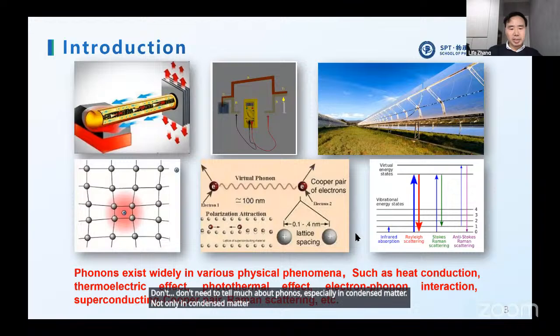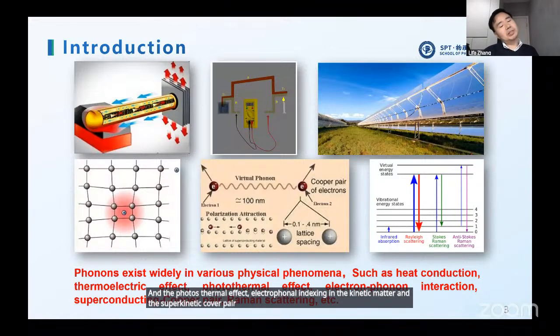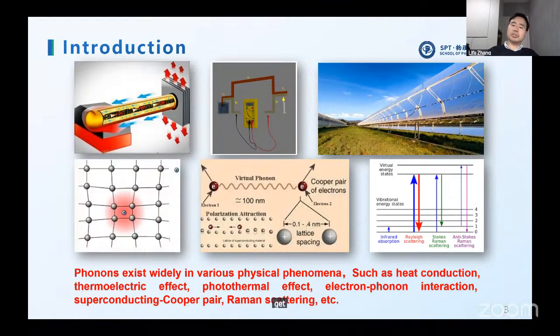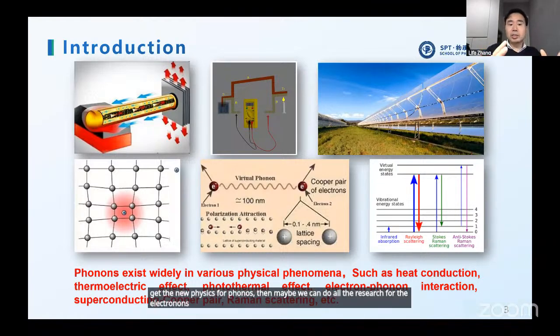Not only in condensed matter, the phonon is widely involved in various physical phenomena, such as heat conduction, the thermoelectric effect, the photothermal effect, electron-phonon interaction in condensed matter, and the superconducting Cooper pair. And the Raman scattering. All this may be related to phonons. So if we get new physics for phonons, then we can give a new picture of all the related research, and we can understand phonons and the related phenomena.